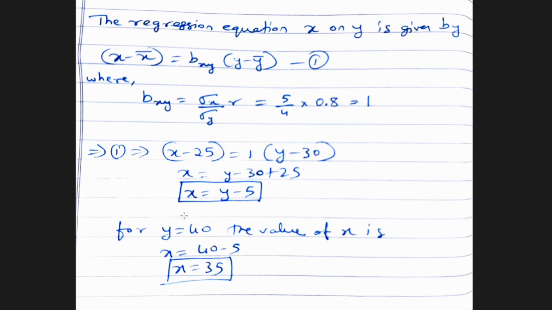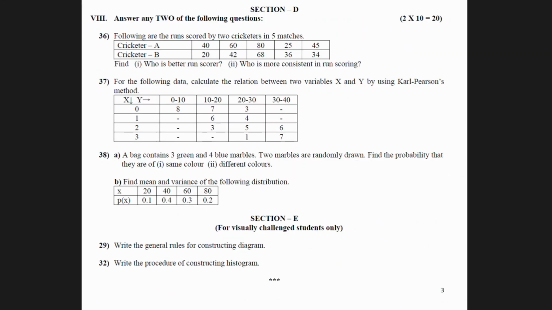So we have obtained the equation. Now in the question they have asked what will be the value of x for the given value of y. So for y is equal to 40, the value of x is, substitute the value of y as 40 here. So x is equal to 40 minus 5, that is 35. So for y is equal to 40, the value of x will be 35. So this is the solution for it.